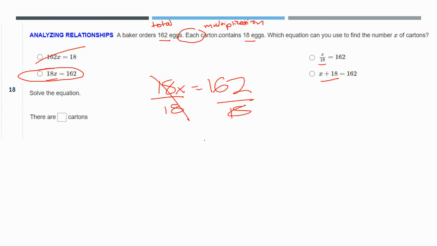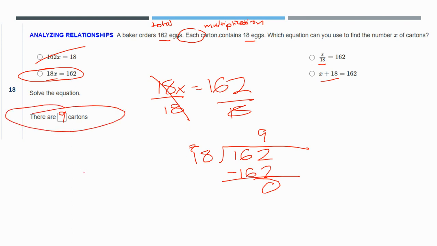That will solve it. I'm going to have to do long division. So 18 doesn't go into 16. I'm going to guess maybe 9 times here. Let me test that. 9 times 8 is 72. 7 plus 9 is 16. Hey, it worked out. So there are 9 cartons ordered.